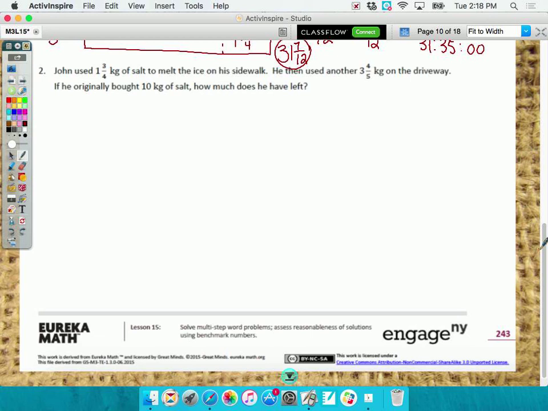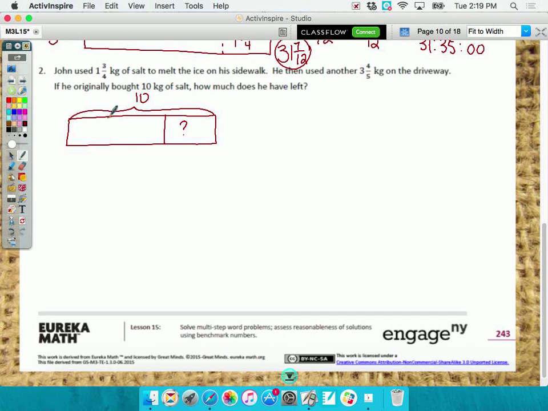John used 1 3/4 kilograms of salt to melt the ice on his sidewalk. Then he used another 3 4/5 kilograms on the driveway. If he originally bought 10 kilograms of salt, how much does he have left? Okay, do we have a total? Yes. What is it? 10 kilograms. 10 kilograms. So that goes at the top of my tape diagram. And we're trying to figure out how much he has left.